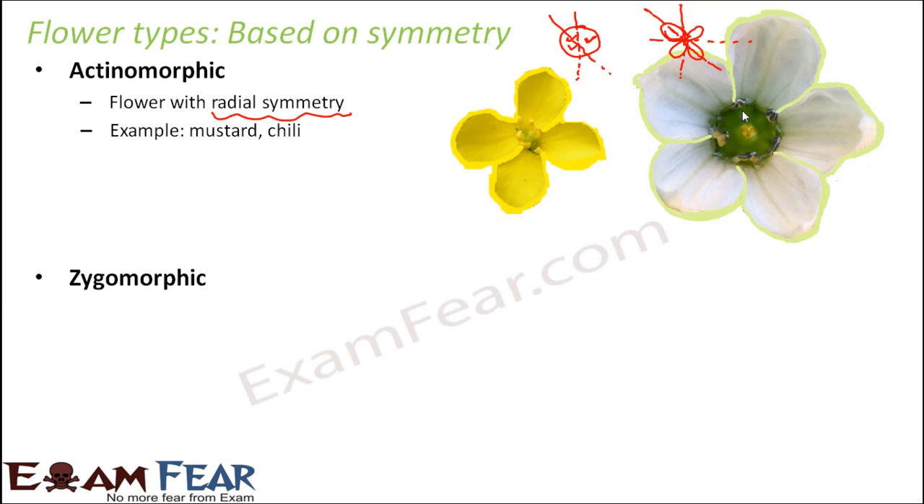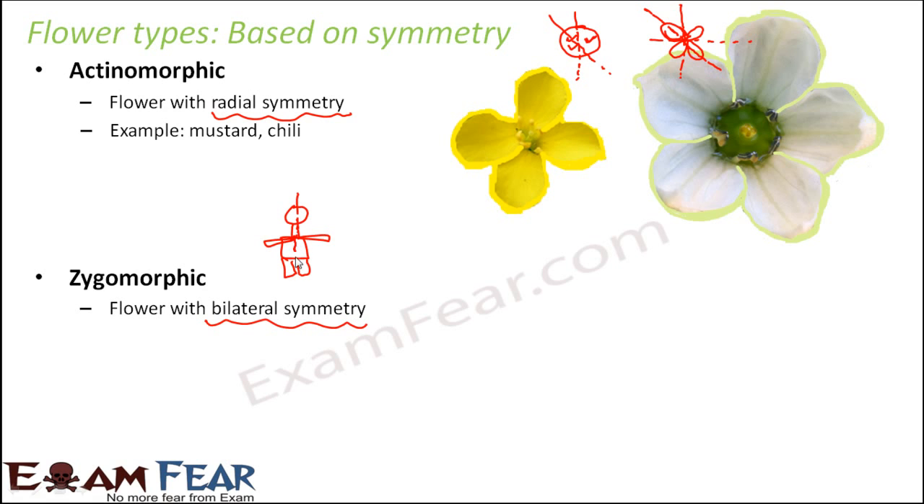The next type is zygomorphic. So any flower with bilateral symmetry. Bilateral symmetry means if you take an axis, you can divide it into right and left halves. For example, the human body is zygomorphic. The human body exhibits bilateral symmetry. So if you take an axis like this, let us suppose this is the human body, and you divide it along this axis, you get one right half and one left half. So we can say that it has bilateral symmetry.